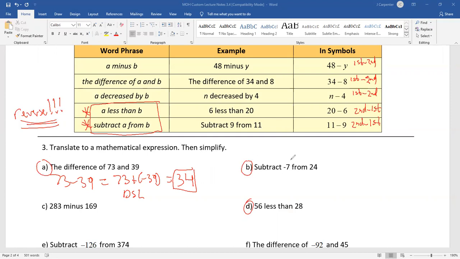B, subtract negative 7 from 24. So the words from and less than, those are the key indicators that we reverse things. So we're not going to go negative 7 minus 24. We're going to go 24 minus negative 7. This is reversed. Change it to an addition, so that's 24 plus. Change the sign of the number after, so the negative 7 becomes positive. Clearly that's same, add, keep. 24 and 7 makes 31.